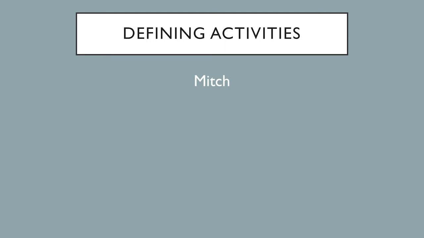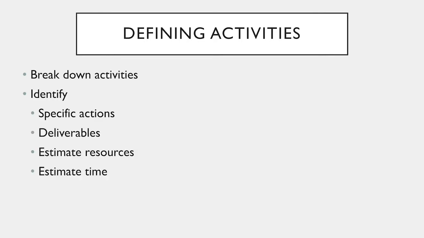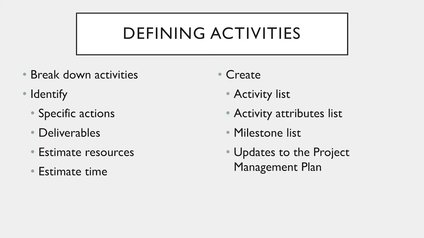Hello, this is Mitch, and I will be going over the defining activities phase. During the defining activities phase, you will break down activities to identify their specific actions, the deliverables, the estimated resources and time required to complete the activities. Using this information, you will be able to create an activity list, activity attributes list, milestone list, and ultimately updates to the project management plan.